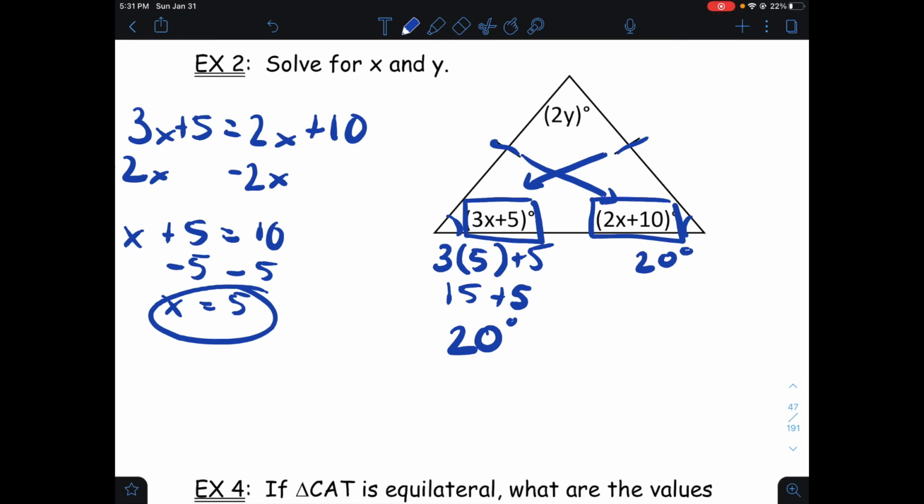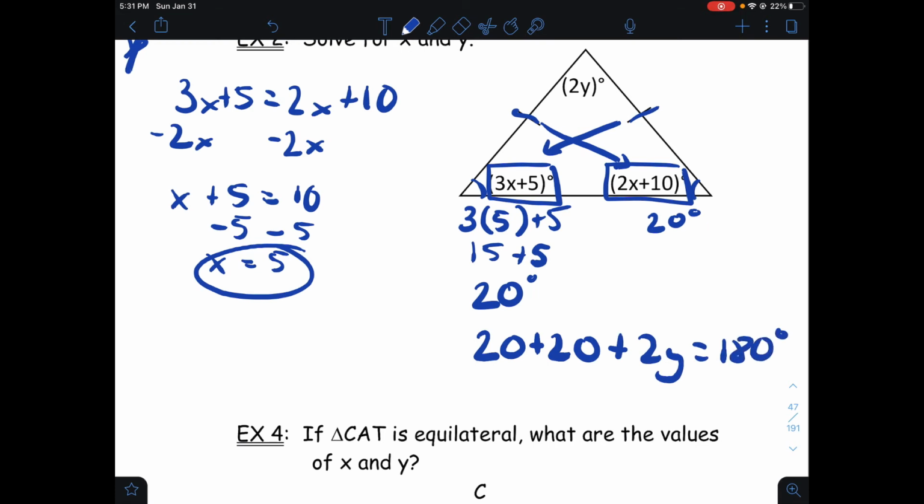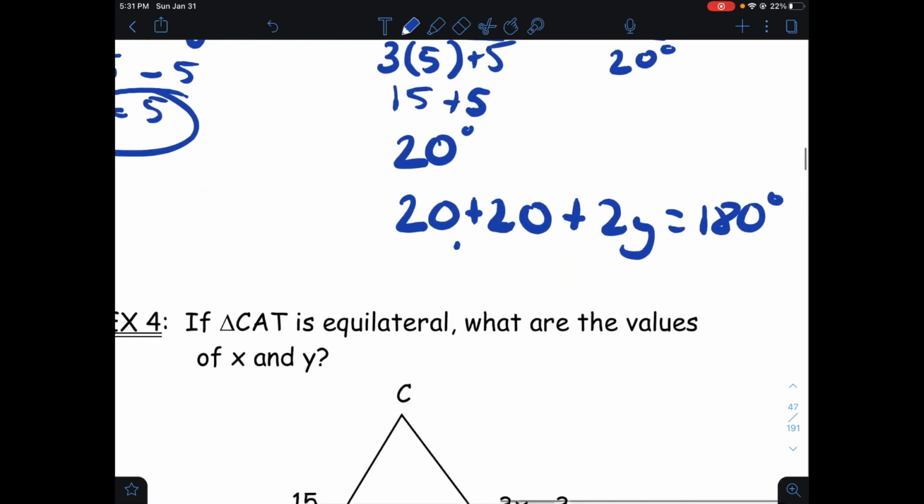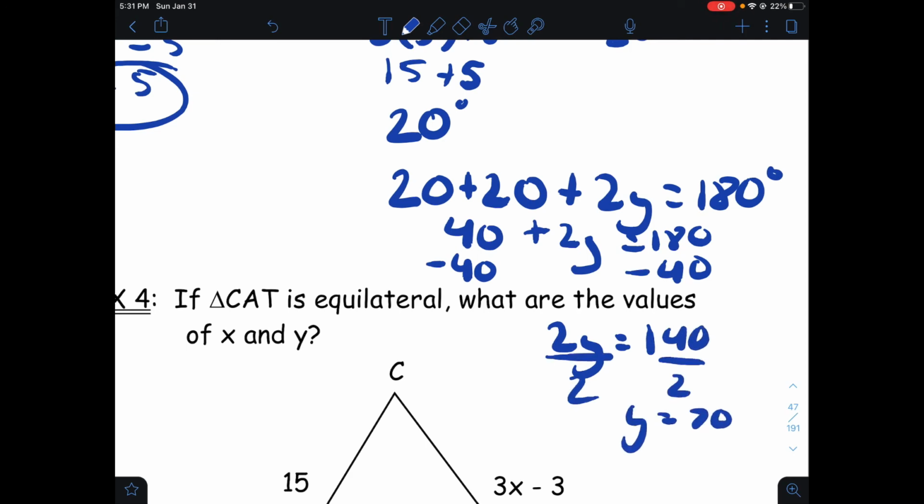And now we can go ahead and set up an equation. We have 2 angles of a triangle, and we're trying to find the third. So we're going to say 20 plus 2y equals 180 degrees. We get 40 plus 2y equals 180. Minus 40, and we get 2y equals 140. Divided by 2, and we get y equals 70.